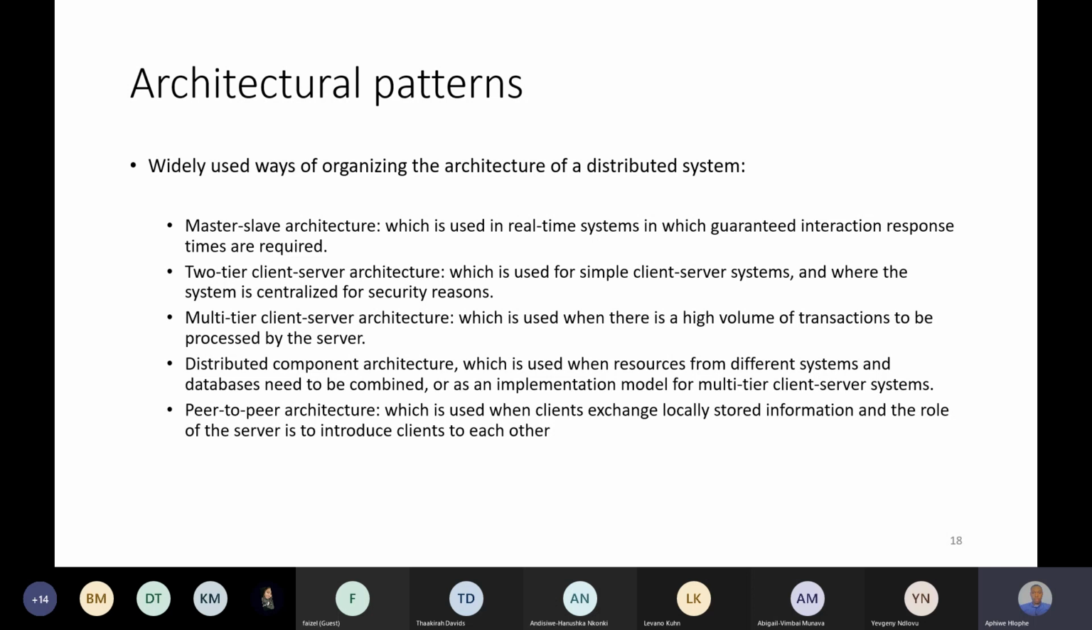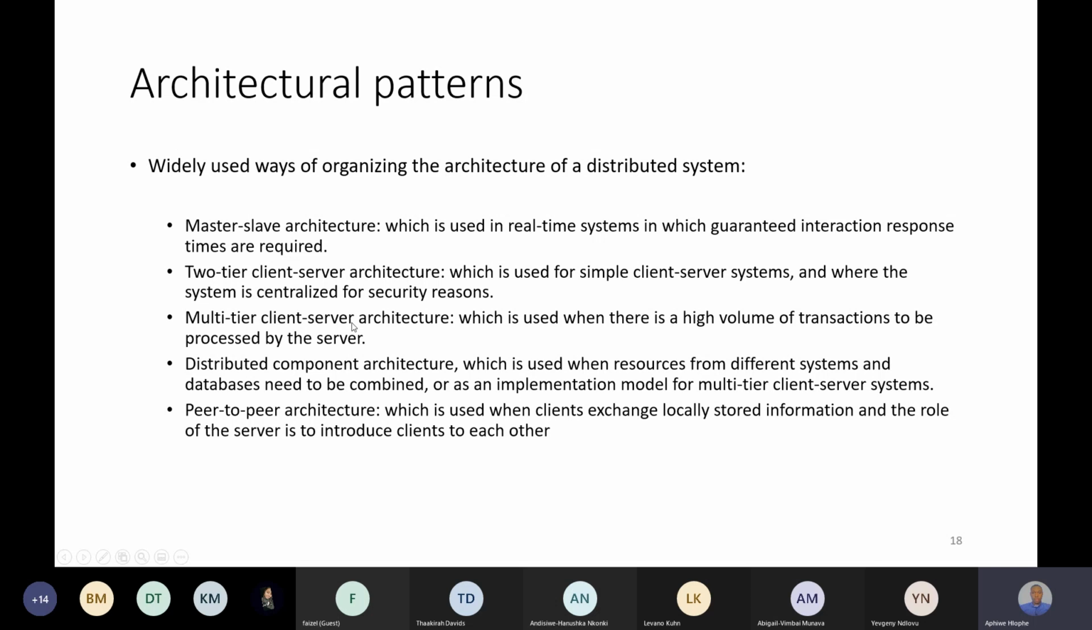So in terms of master-slave architecture, aeroplanes would be a critical example, because remember it says which is used in real-time systems in which guaranteed interaction response times are required, okay? So critical real-time reports on incidents are required. Then we have our two-tier, which we just spoke about, simple client-server systems, where the system is centralized for security reasons. There's no distribution here of resources. We say the central computer, the server, is in charge of everything, all the resources and all the security policies.